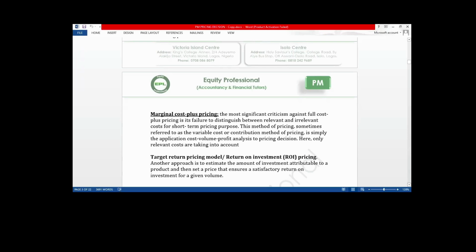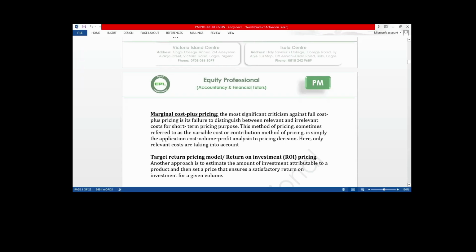For marginal costing method, you are only going to consider your relevant costs, and your relevant costs are all the variable costs. When you are done adding all your variable costs, then you are going to add a percentage markup to the variable cost. That will now give you the selling price of the product.